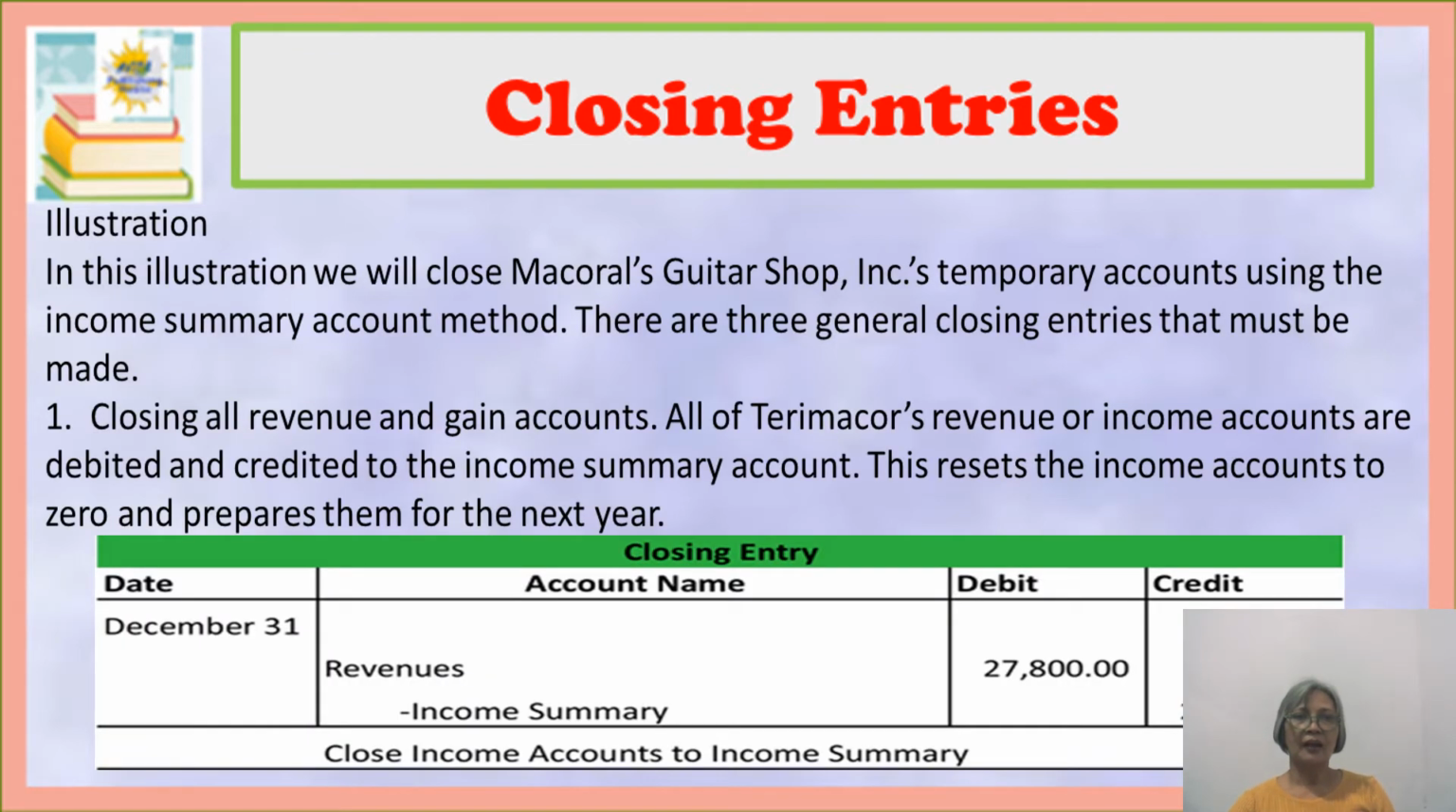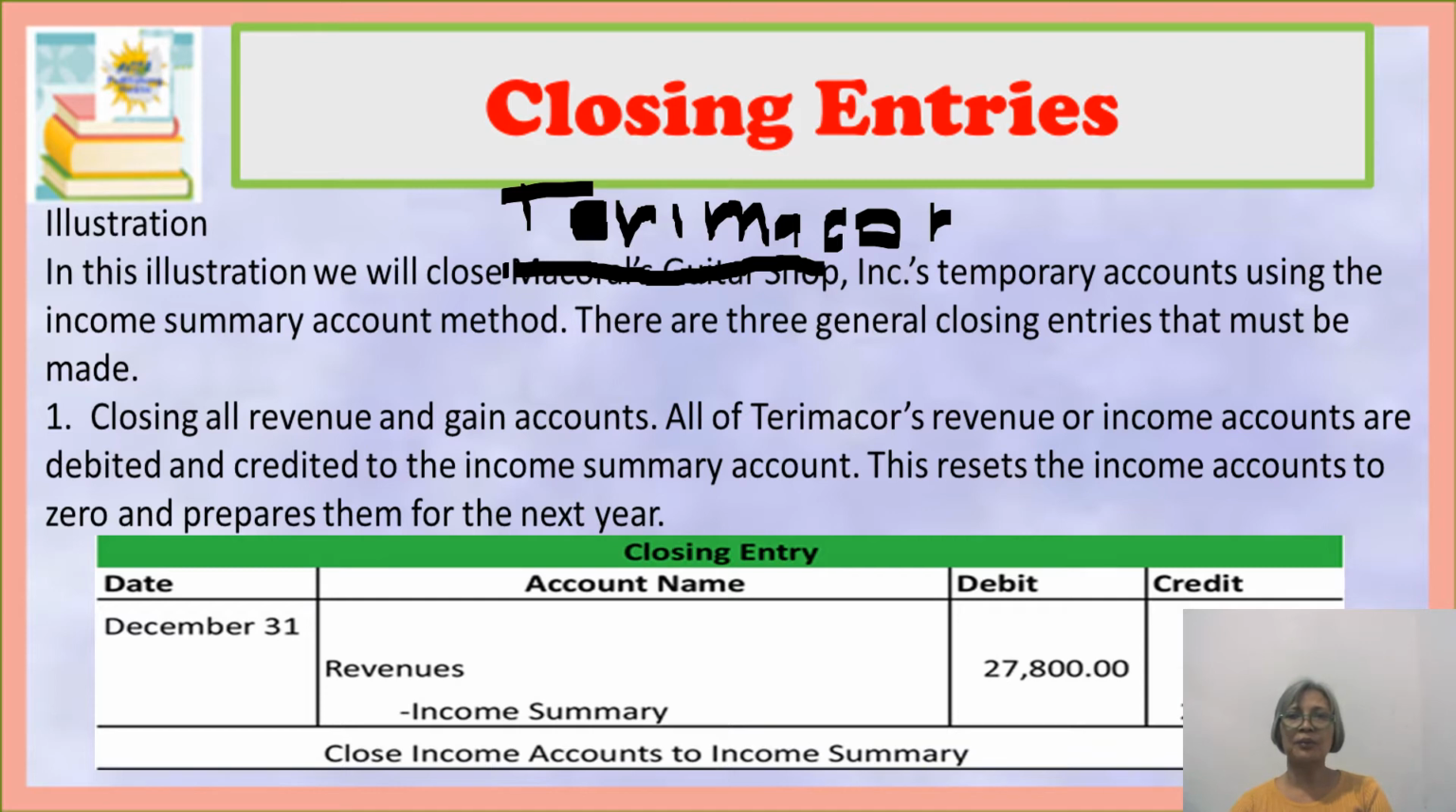Okay. We have this illustration. In this illustration, we will close Terima's books. So we will close Terima Drugstore again. Our problem is about Terima Drugstore. So we will close Terima's temporary accounts using the income summary method.